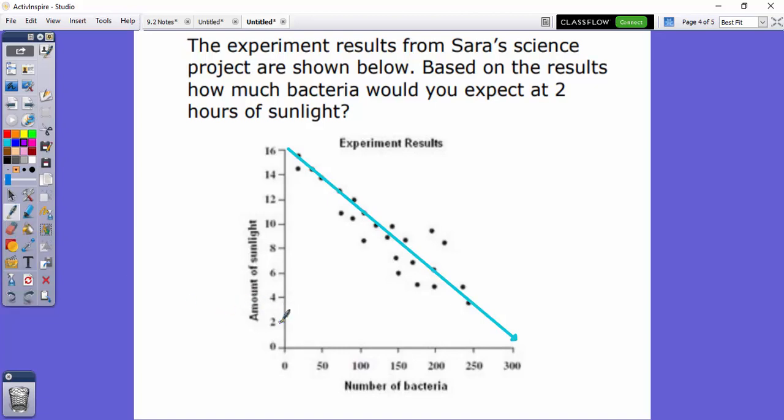Okay, what you should have noticed is that for 2 hours of sunlight, if you follow over horizontally, you hit the line right about here. Okay, and that's for about 2 hours. So then when I go down, I can see it's in between 250 and 300, really right about in the middle there. So we would expect that's about 275 parts of bacteria in her results after 2 hours.